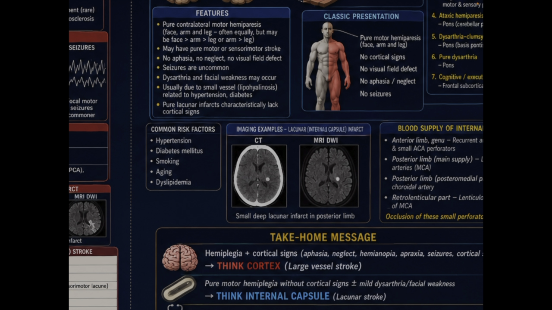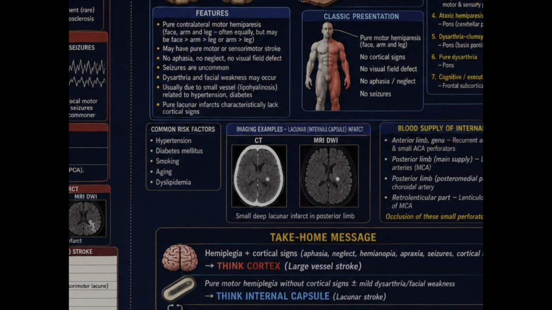So what is the take home message? Hemiplegia plus cortical signs: aphasia, neglect, hemianopia, apraxia, cortical sensory loss or seizures strongly suggest a cortical stroke due to large vessel disease. Pure motor hemiplegia without cortical signs suggests an internal capsule lacunar infarct due to small vessel disease. Clinical localization should always precede radiological localization.